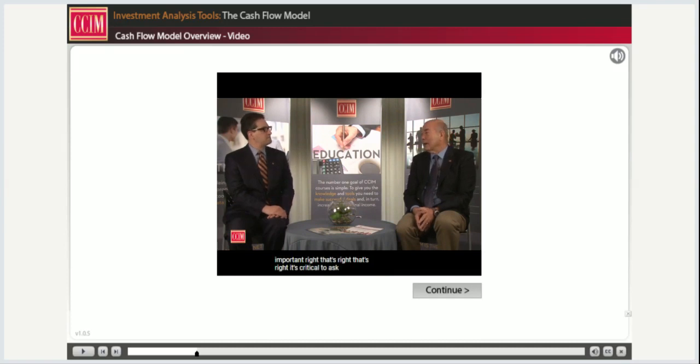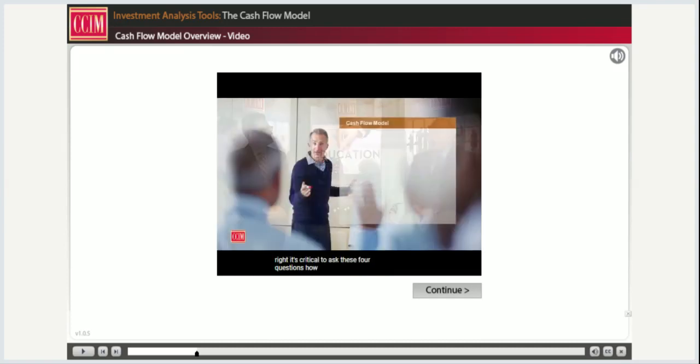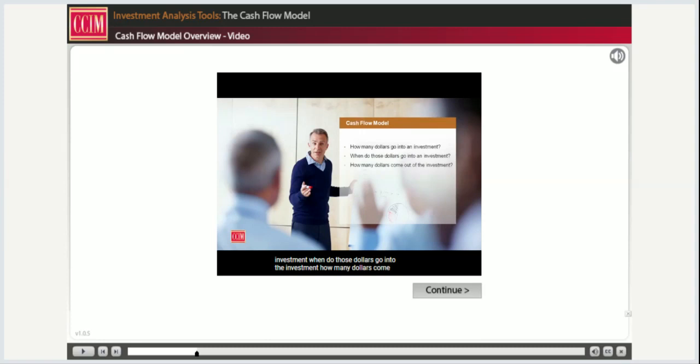It's critical to ask these four questions. How many dollars go into the investment? When do those dollars go into the investment? How many dollars come out of the investment? And when do those dollars come out of the investment?